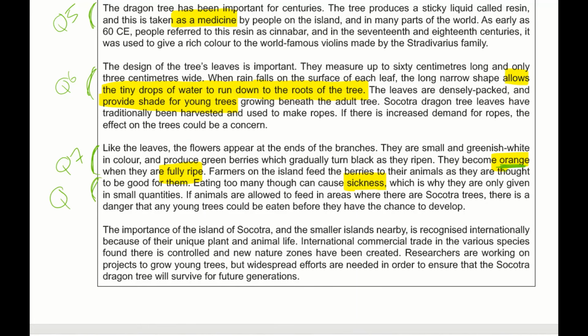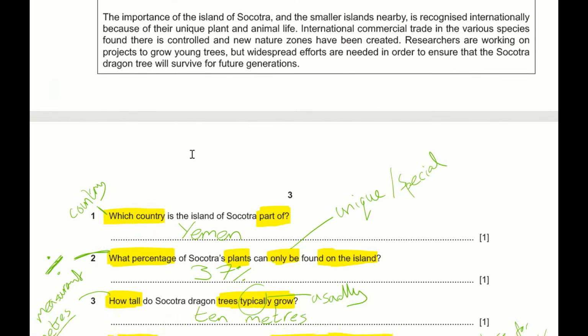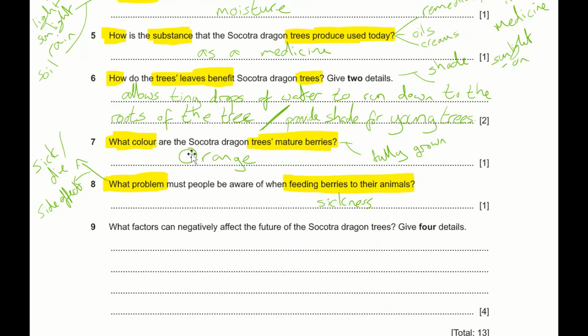You can see the same technique I've applied throughout the whole text. Read the question, highlight the keywords, try to make an educated guess, then come back. And you can see here the guesses that I made for this question: it becomes sick, it could die, it could have certain side effects, and the answer was sickness.